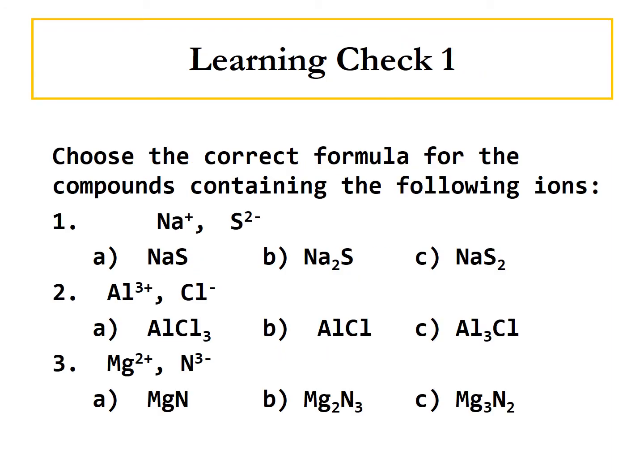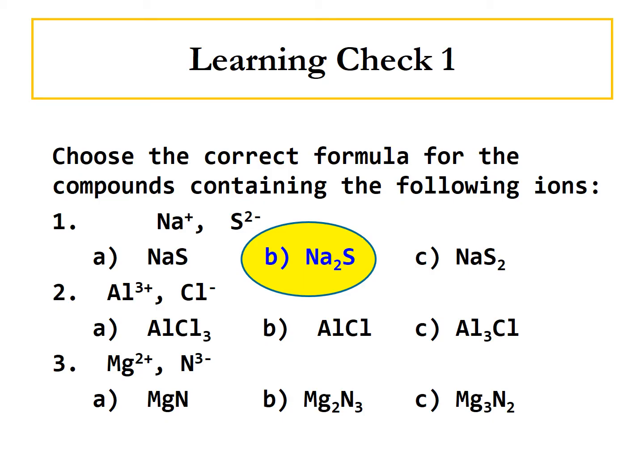In this set of questions, you are asked to put together the formula. The rule is that you use a ratio of ions such that the compound's overall charge is 0. In other words, ionic compounds should be neutral. So in the first question, sodium has a +1 charge, sulfur has a -2. You need 2 sodiums for every 1 sulfur, so the answer should be B, Na2S.